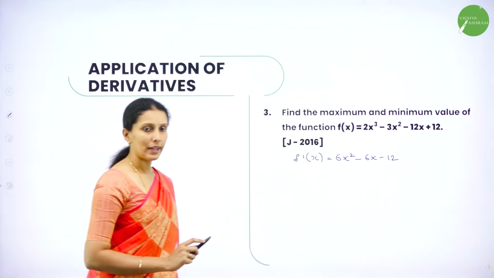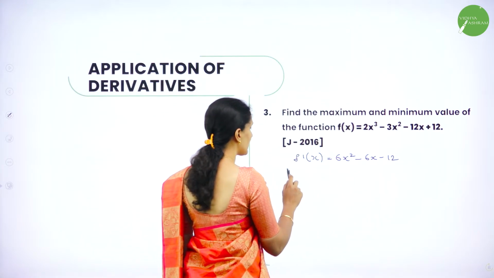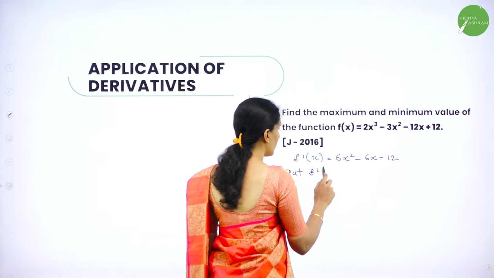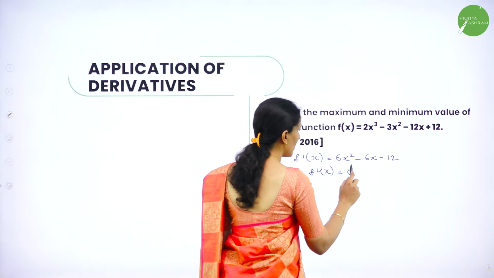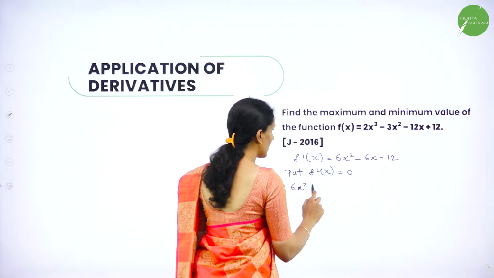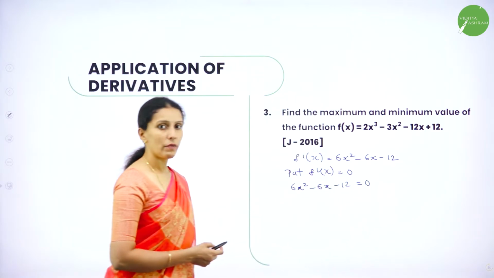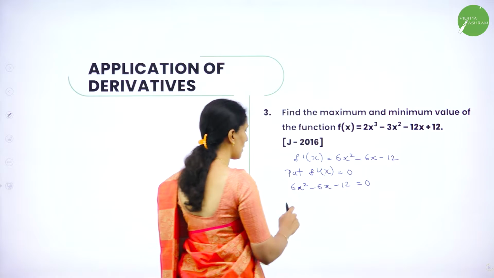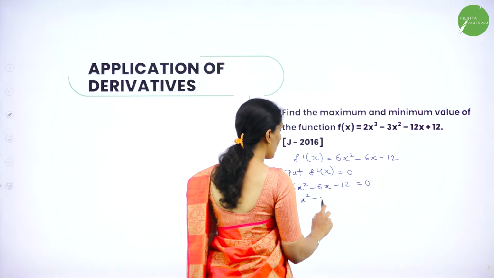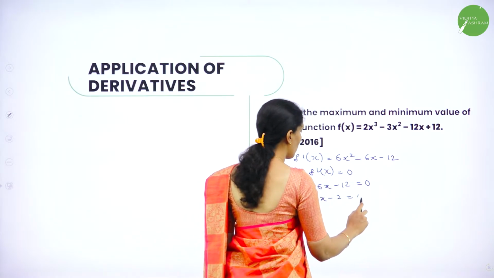Now to find the critical points, put f dash of x is equal to 0. So if you put f dash of x is equal to 0, we get 6x square minus 6x minus 12 is equal to 0. Divide the equation throughout by 6. Since 6 is a common factor, I will get x square minus x minus 2 is equal to 0.